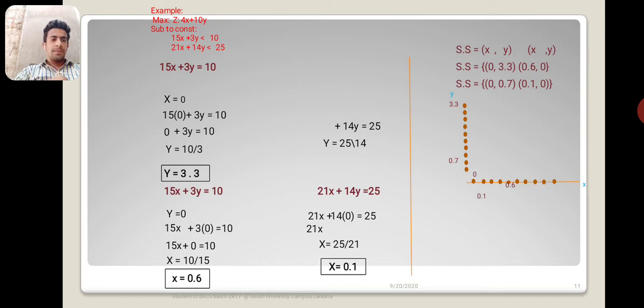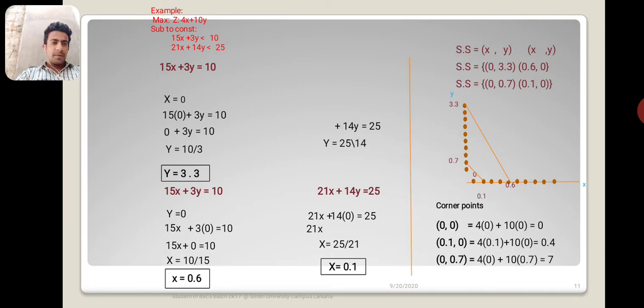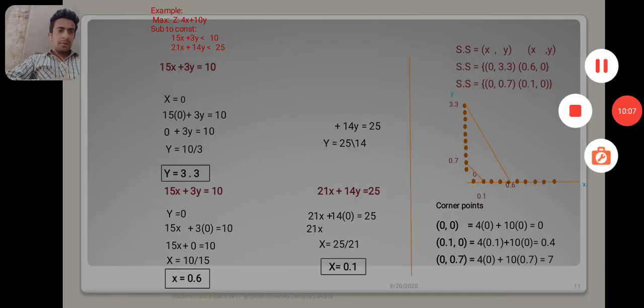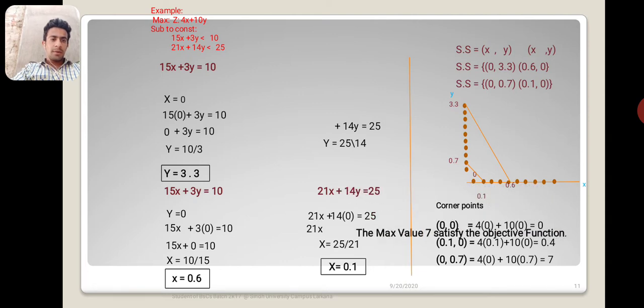Here is the diagram of corner points. Evaluating the objective function at each point: 0, 0.1, 0.4, 0.7, giving values 0, 4, and 7.